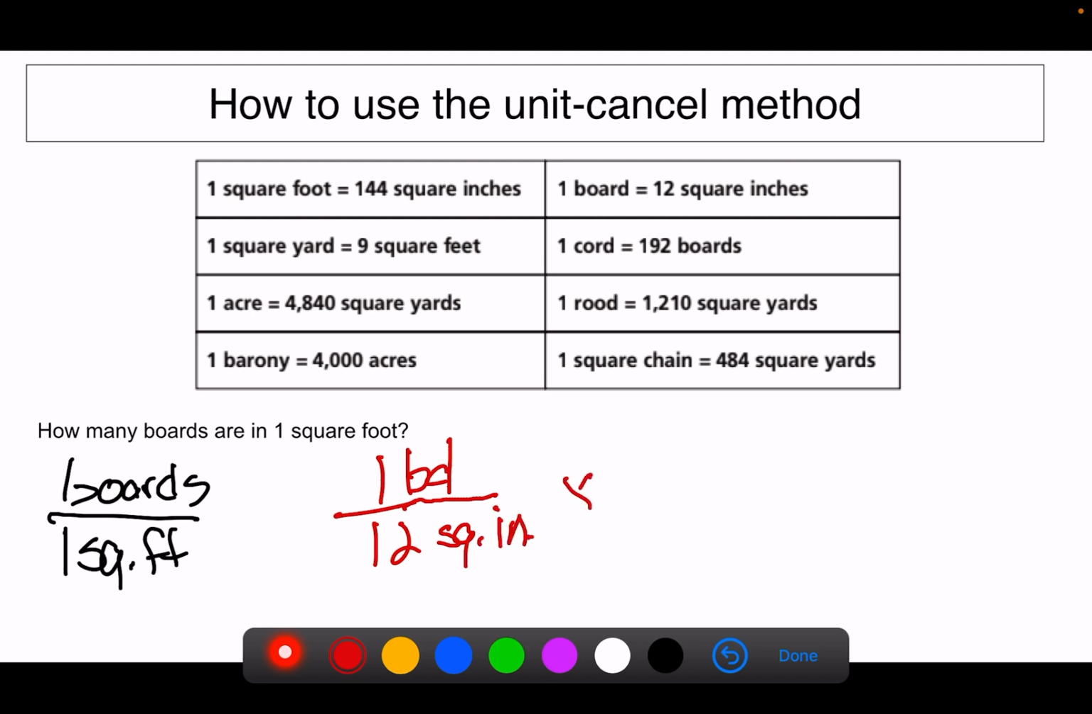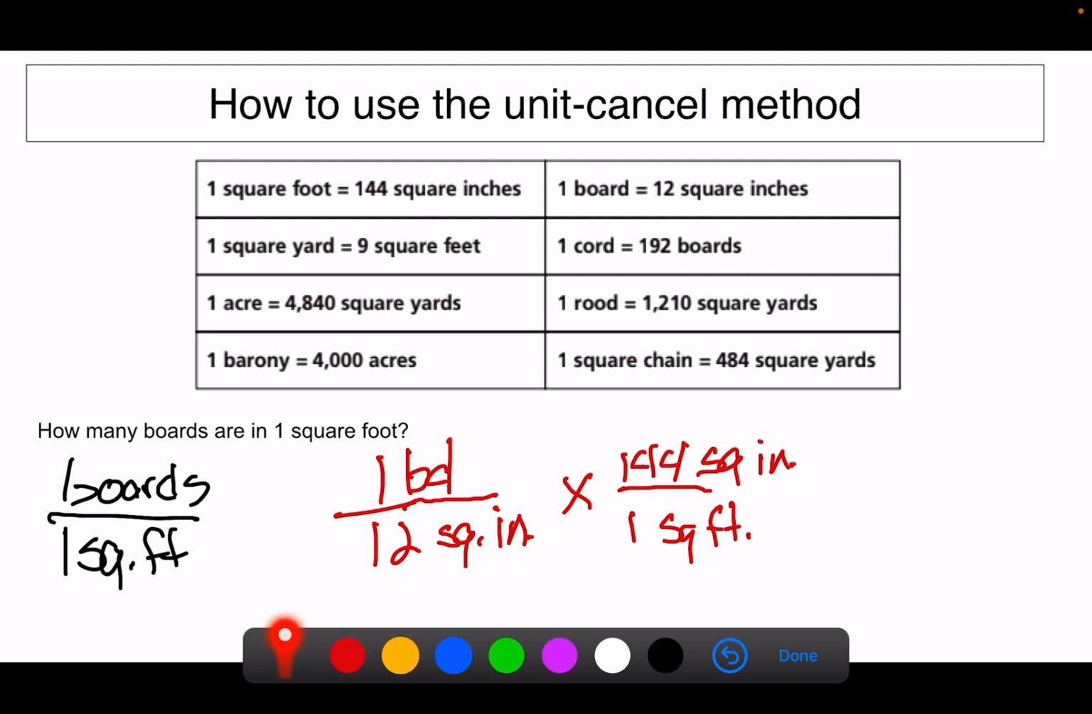Now I'm going to multiply that times something else. And what I want to do is cancel my unit, so I want square inches to be on the top, because when you multiply, you can cross cancel. If I have square inches on the bottom, I want the next one to be on top, because I want boards left over, just the units left over. So square inches, 144. I get the 144 by looking right up here and saying equals square foot. So I'm going to write one square foot.